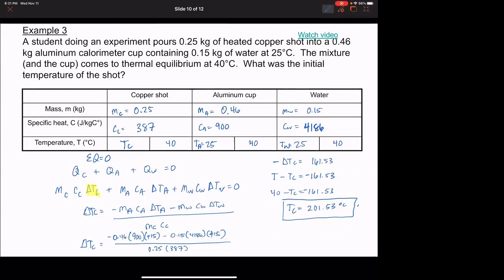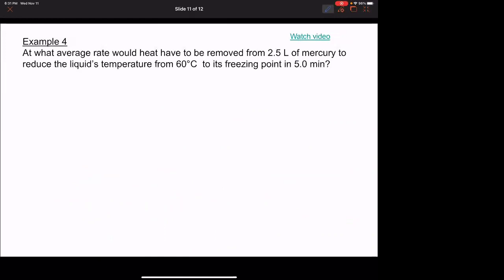All right, here comes the next one. At what average rate would the heat have to be removed from 2.5 liters of mercury to reduce the liquid's temperature from 60 to its freezing point in 5 minutes? Dang, I don't have the chart for the freezing point of mercury. I've got to look that up. I'm going to get my book out.